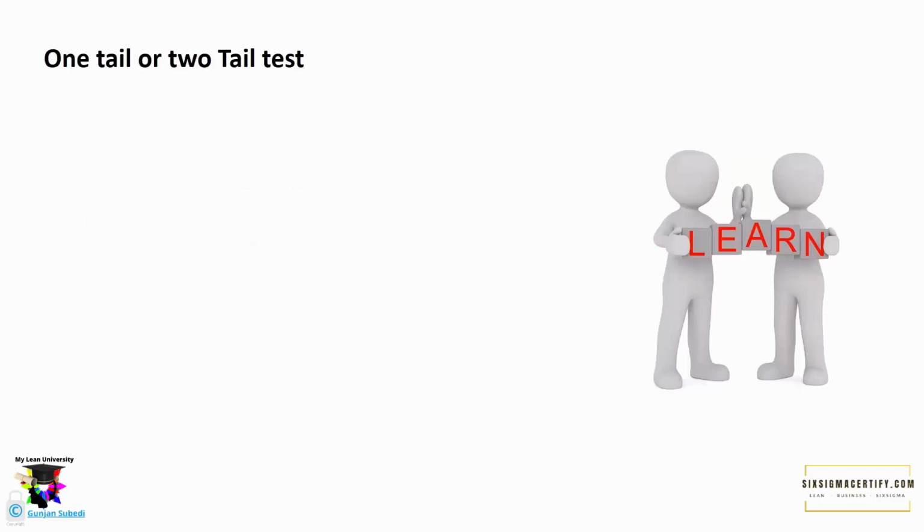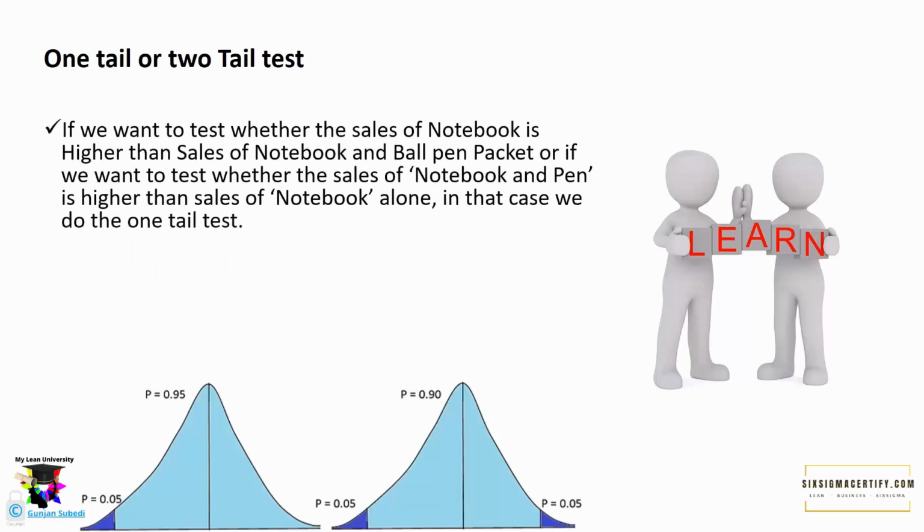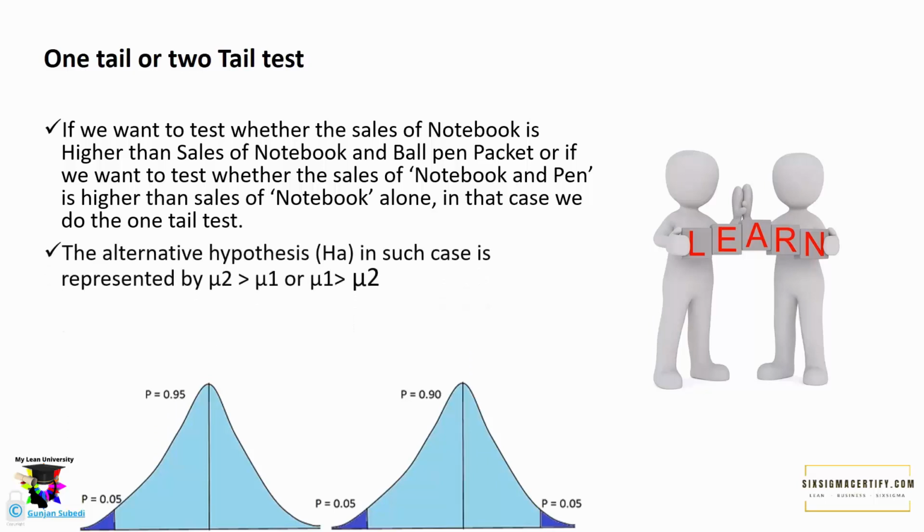Let us learn some more points to remember. First of all, let us look at one-tail or two-tail tests. While stating the alternative hypothesis statement, if we say that there is some difference between the sales, we do not particularly mean whether sales of the notebook is higher or sales of the notebook and ballpen packet is higher. It may go any way. In that case, we do a two-tail hypothesis test and say that the alternative hypothesis HA is mu2 is not equal to mu1, that is, mu2 is greater than mu1 or mu1 is greater than mu2.